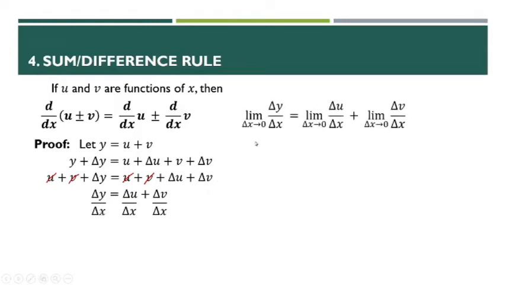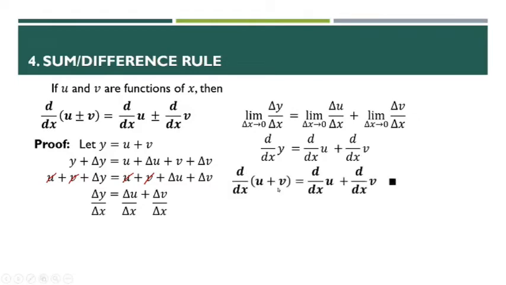and taking the limits of this ratio as delta x approaches 0 is the same with taking the limits of ratio of delta u over delta x as delta x approaches 0, same with delta v. So this is actually equal to the derivative of the function y in terms of x is equal to derivative of u in terms of x plus derivative of v in terms of x. So the derivative of the sum is equal to the sum of the derivatives of the two functions.